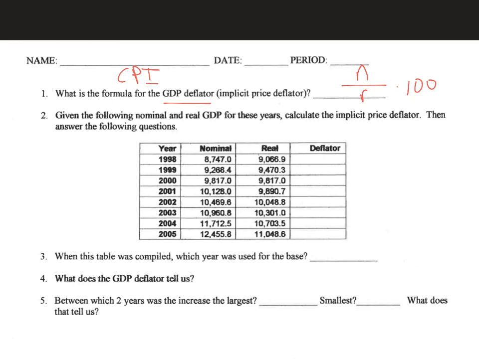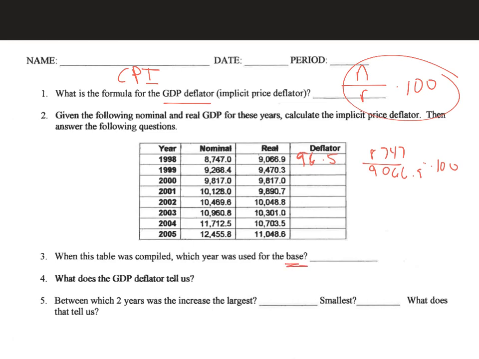So as you go through, you're simply taking 8747 divided by 9066.9, and then times 100, and you're going to get 96.5. And we can just round. On the old AP exams, at least, you won't be able to use a calculator, but you will, I suppose, for the free response test this year. So you just keep going and doing that, the nominal over real times 100.